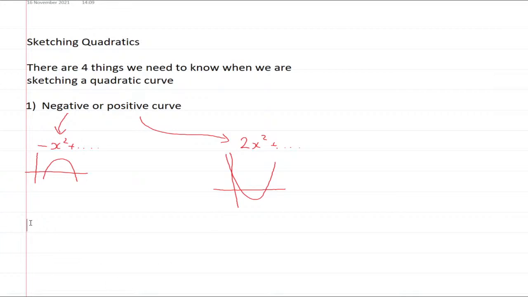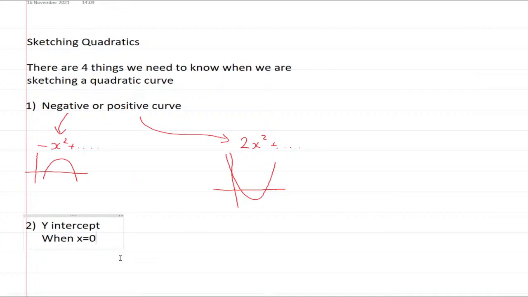So the second thing that we need to know, the easiest thing that we need to know, is the y-intercept. And what do we know about the y-intercept? We have the y-intercept when x is equal to 0, because we're not going across at all, are we? You have your y-intercept when x is equal to 0.